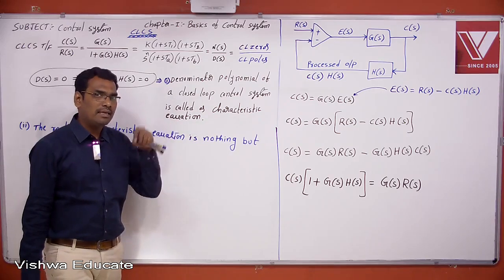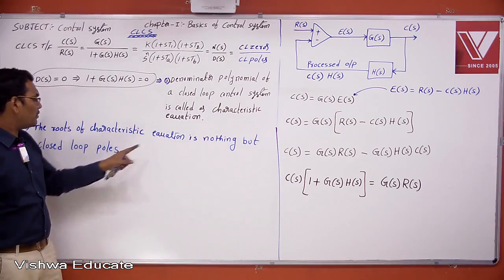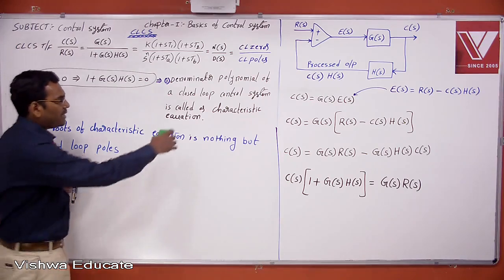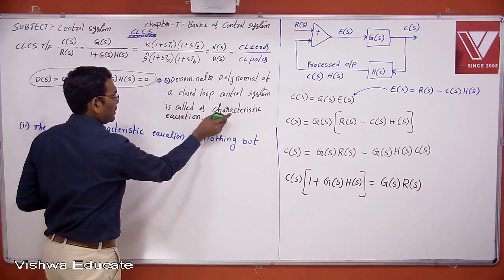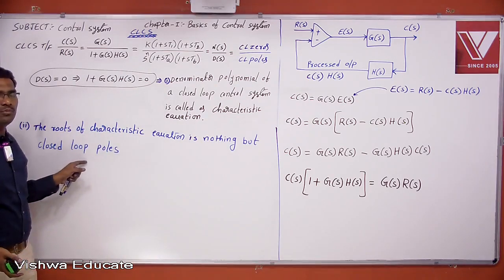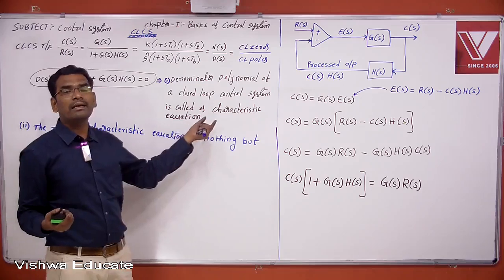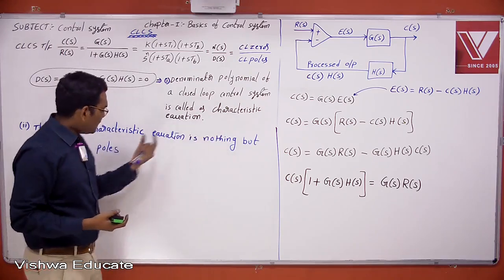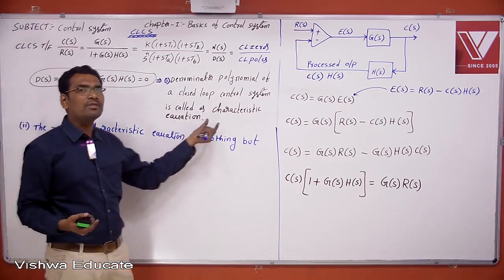If that statement is true, what is there in the characteristic equation? The characteristic equation is nothing but closed loop poles. You just link this one. The denominator polynomial is called the characteristic equation, and its roots are closed loop poles. These closed loop poles are very important because they alone give the characteristics, the complete analysis, and the complete behavior.